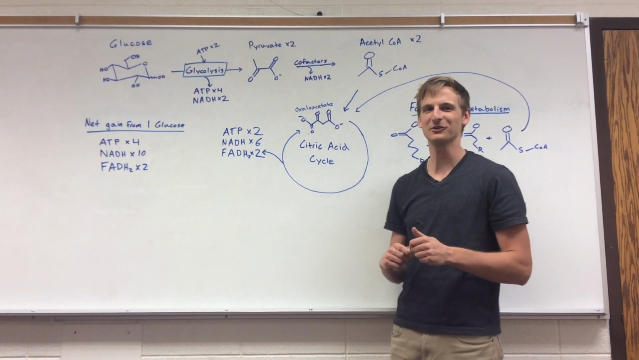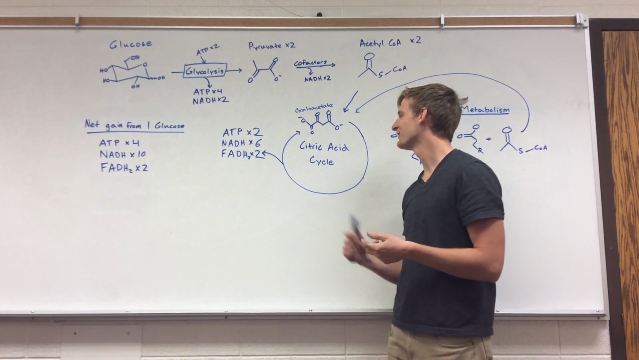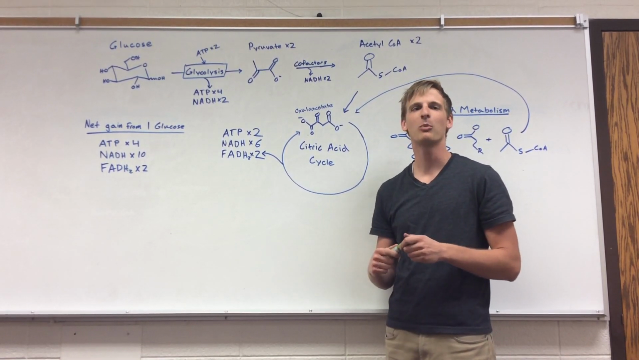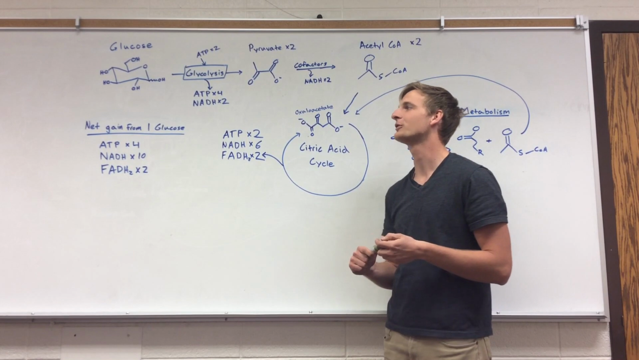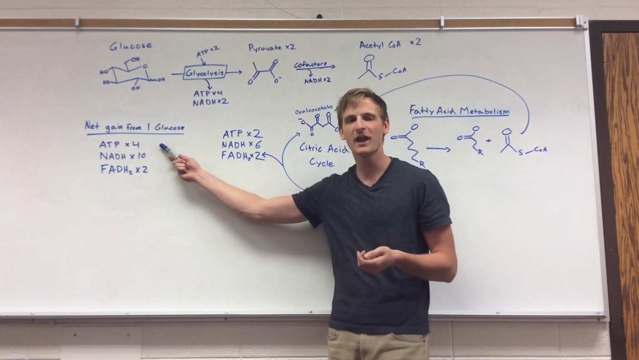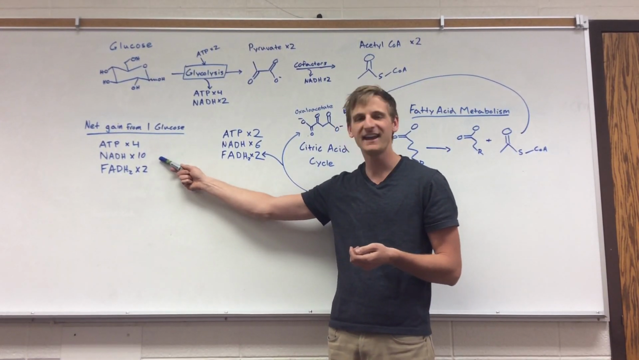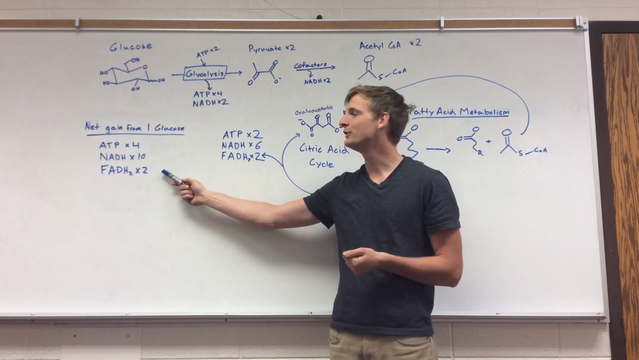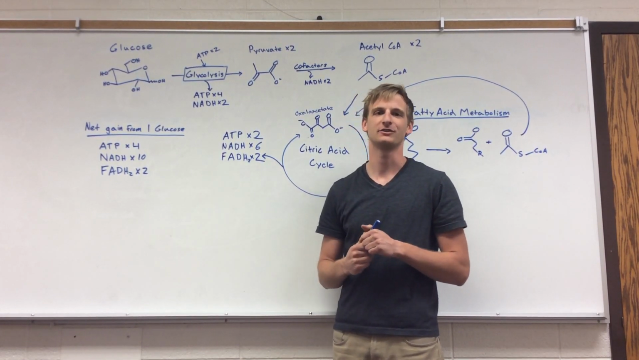Thanks for that mechanism, David. Through glycolysis and the citric acid cycle, our body converts one molecule of glucose into 4 ATP molecules, 10 NADH molecules, and 2 molecules of FADH2.